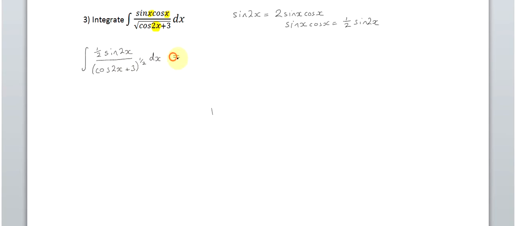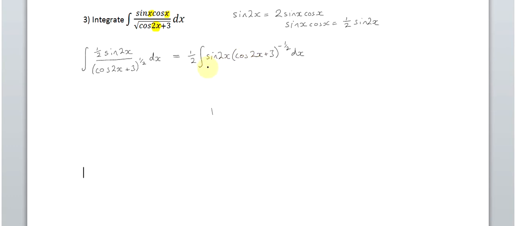Now, the half can come outside the integral sign. Makes things a bit clearer, doesn't it? And then we've got a sine 2x, and that's a cos 2x plus 3 to the minus a half. And at this point you can possibly see that there's a relationship here. So if you differentiate cos, of course you get sine. Well, you get minus sine, don't you? But you can see there's a sort of a relationship there.